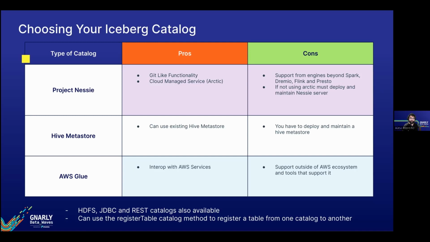Okay, so there's Project Nessie. Project Nessie is an open source project. It's the only open source project that was built specifically to act as a catalog for tables like Apache Iceberg tables. And because of that, it builds in all sorts of really cool functionality, like Git-like functionality, which is really nice because you get multi-table transactions and the ability to isolate ETL, all at the catalog level.